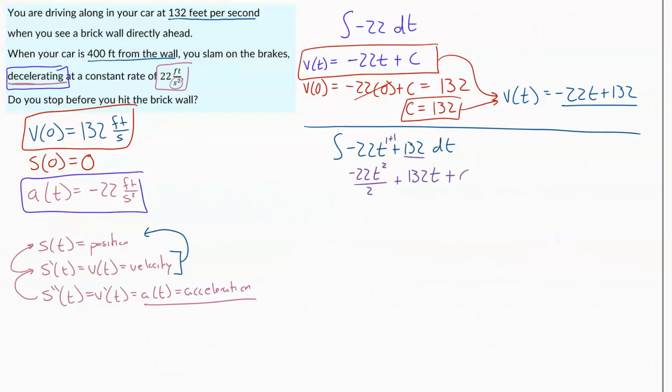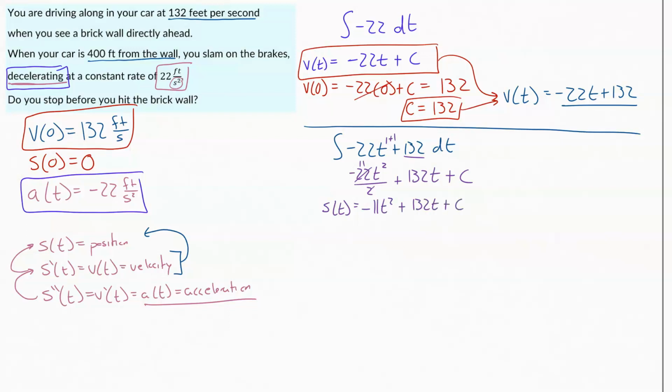And then again, we always get that plus c out at the end. So what we have here is our position equation. So I'm going to go ahead and simplify that down. The 2 and the negative 22 will cancel out. So we're really looking at negative 11t squared plus 132t plus c.